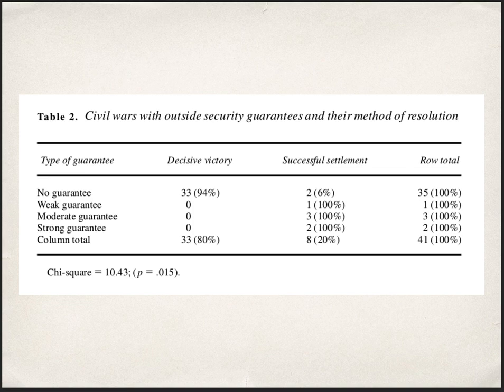What should we expect if Walter is right? We should see settlements more often where there are guarantees. How does this look? There are a couple of settlements where we have no guarantees, but in every circumstance where there was any form of guarantee, the war ultimately settles successfully, right?